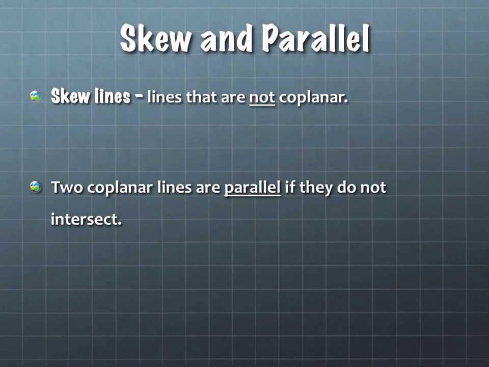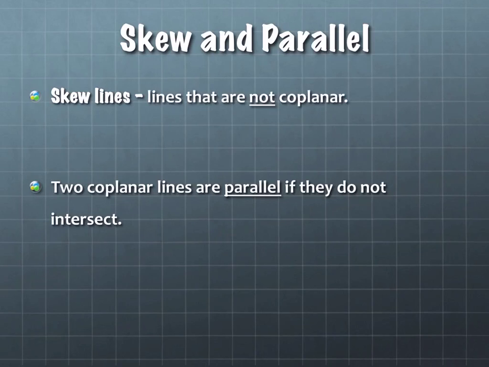Skew and parallel. Skew lines are lines that are not coplanar. So we found some coplanar lines a minute ago. Skew lines are lines that are not coplanar. And 2 coplanar lines are parallel if they do not intersect. So notice I don't have a diagram here, because it's really a lot easier to visualize, I think, in the classroom. So we're going to give some examples of skew lines in the classroom.